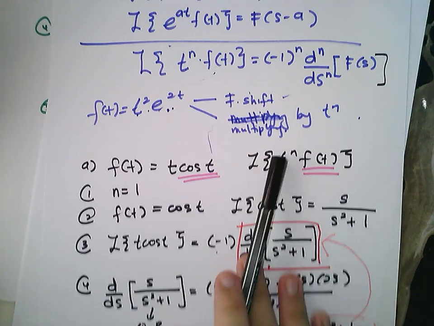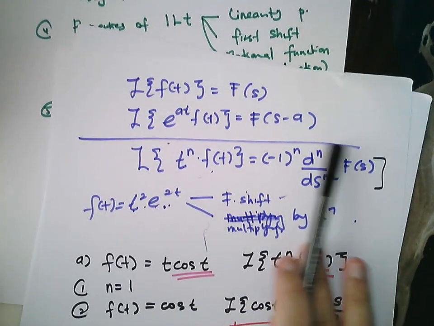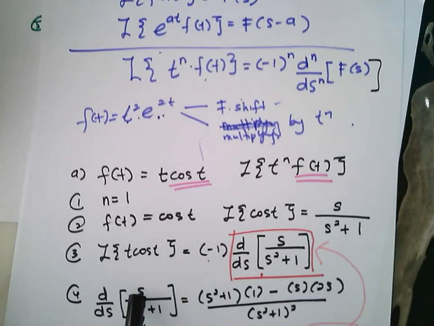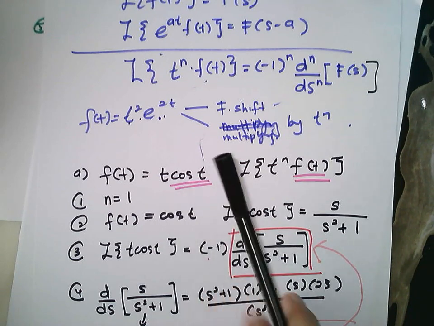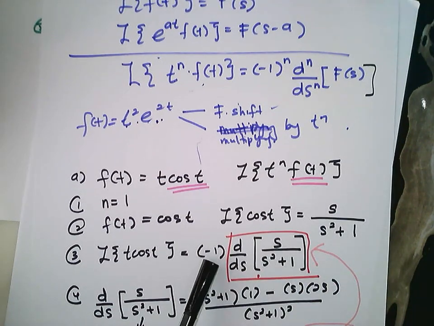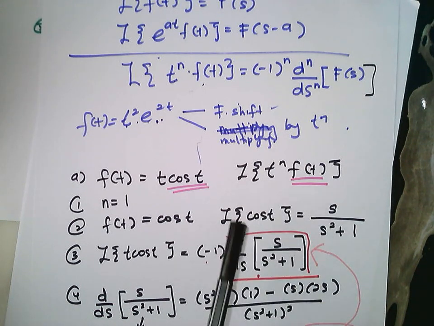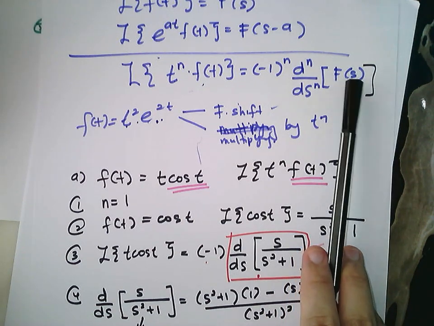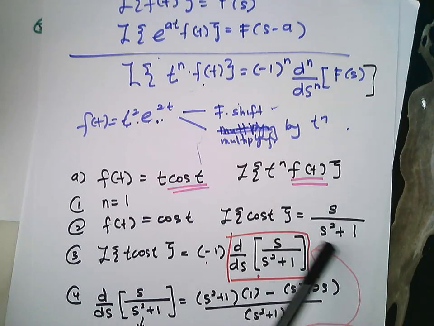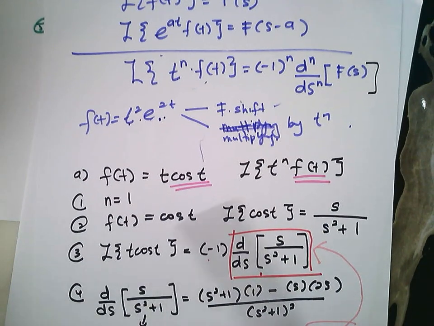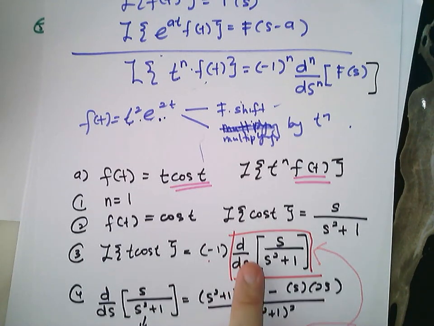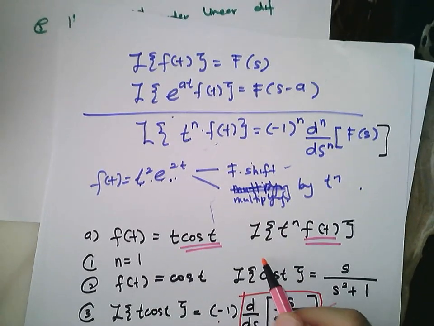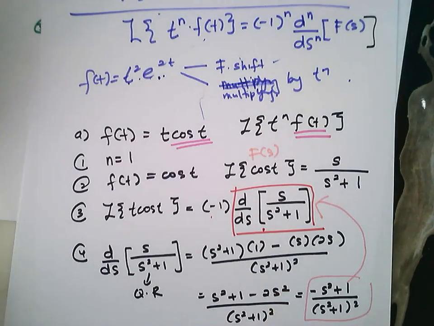So by using this formula, you know that your Laplace of t cos t is equal to negative 1 to the power n. Your n is equal to 1, so you will have negative 1 here. Then d^n/ds^n, since your n is equal to 1, you will have d over ds of your F(s). Where did I get my F(s)? It is from here. Remember that the Laplace of f(t) is equal to F(s). So Laplace of cos t is actually your F(s).